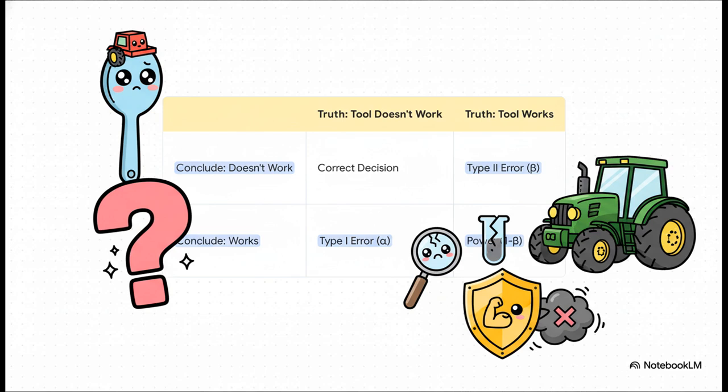A type 1 error, that's a false alarm. You think your little spoon is a tractor when it's not. But a type 2 error, you could argue that's even worse. That's when you have a real working tractor, but your test is so weak, so underpowered, that it completely misses it. You conclude the solution doesn't work, when it actually does. Statistical power is your number one defense against making that massive mistake.